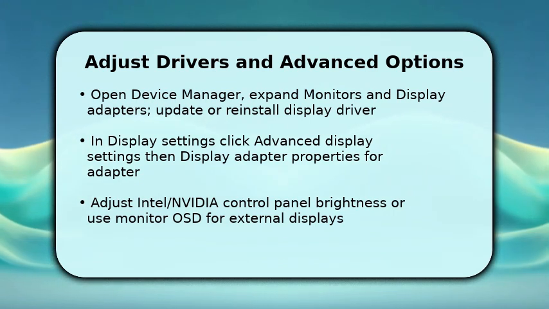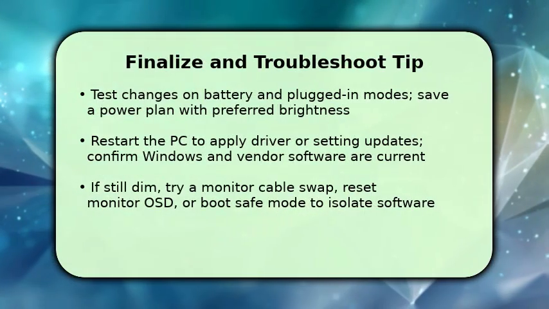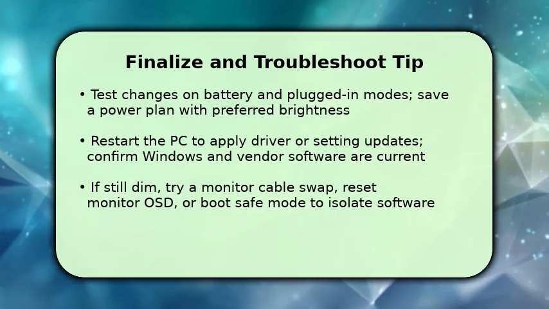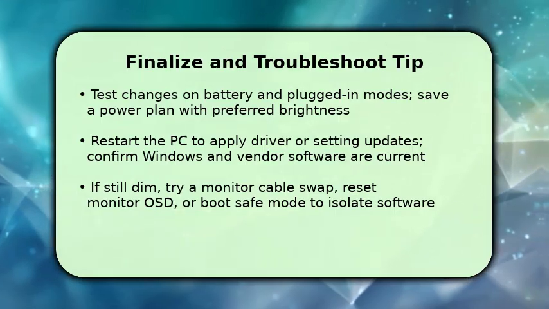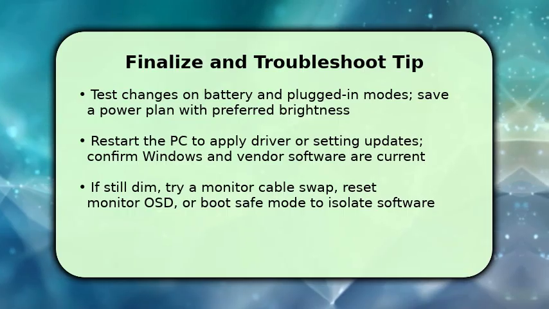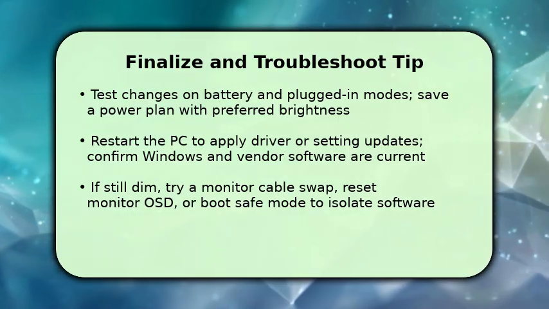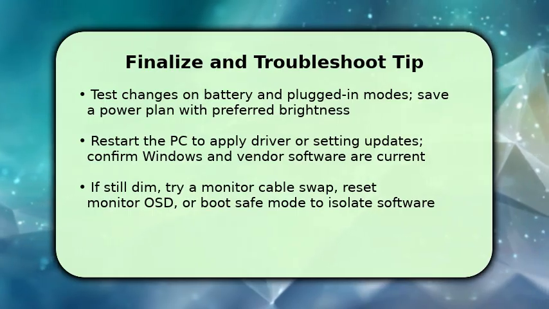To finish, apply and test your settings across battery and plugged-in modes, then save a custom power plan so brightness stays consistent. Restart the machine to ensure driver and registry changes take effect, and check for Windows updates or vendor utility updates that may restore controls.